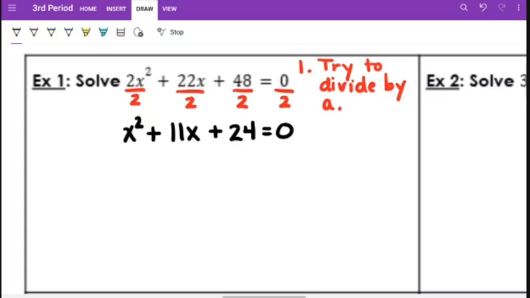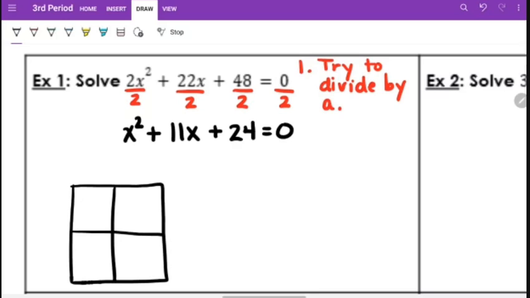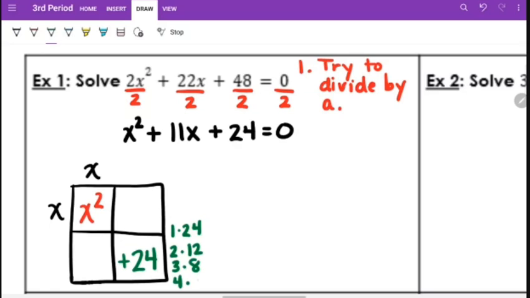So let's do that. We want to convert this into factored form. So we're going to draw a generic rectangle. We're going to put the first term, x squared, in the top left, and we're going to put the last term, positive 24, in the bottom right. Then we need to start thinking about our factors. We know in order to have an x squared in the top left, both of our factors have to begin with x and x. Then we need to make a list of numbers that multiply together to give us 24. 1 times 24, 2 times 12, 3 times 8, 4 times 6.